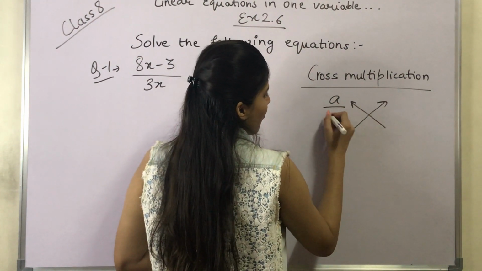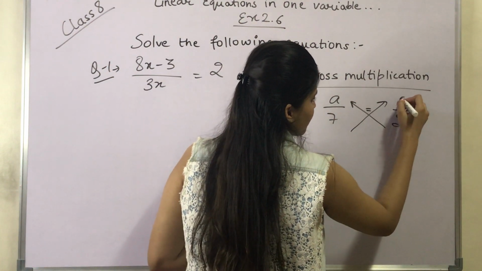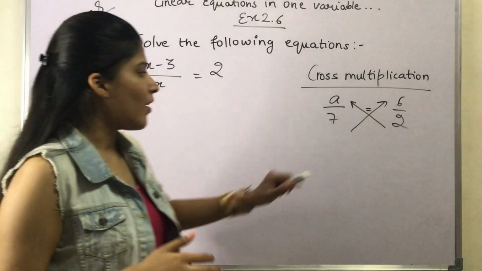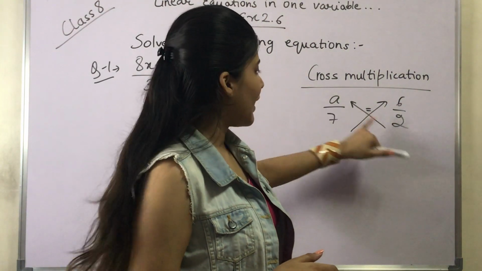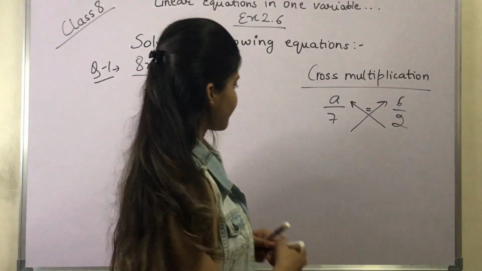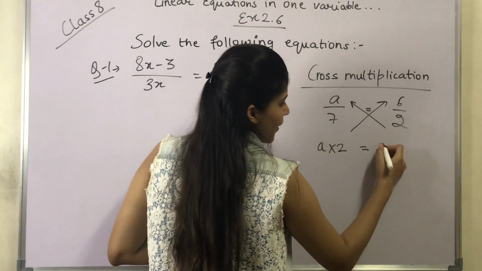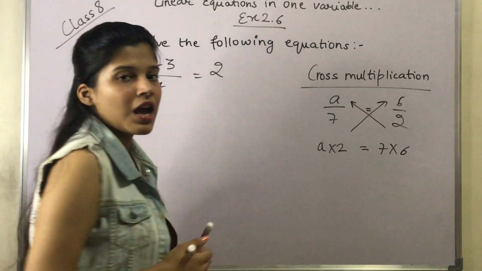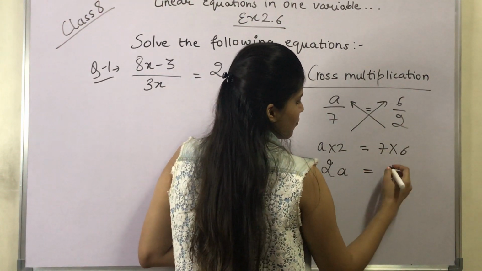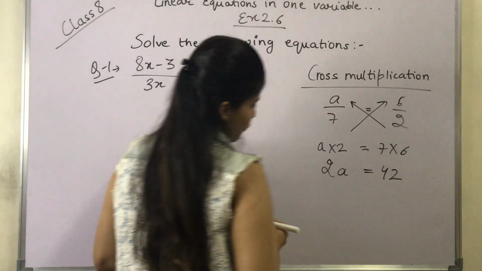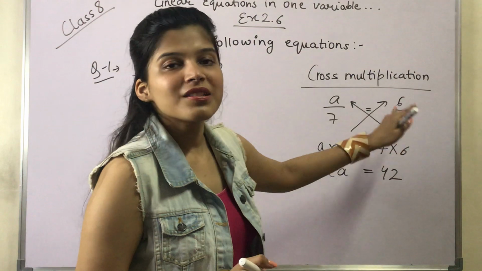Suppose I have a upon 7 equals 6 upon 2. So we have to cross multiply the numbers. Suppose we have numerator as a, so a into 2 is one term, and 7 into 6 is one term. So it becomes 2a equals 7 sixes are 42. So we can calculate the value of a by cross multiplication.